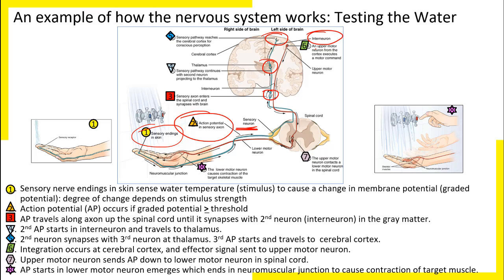So you've got upper motor neurons that start from the central nervous system and go out of the central nervous system, and they synapse with the lower motor neuron over here in the spinal cord. The lower motor neuron then sends a signal out to the hand to see whether you want to jerk the hand away from the hot water or adjust the temperature, depending on the sensation generated by the sensory stimulus in the first place.